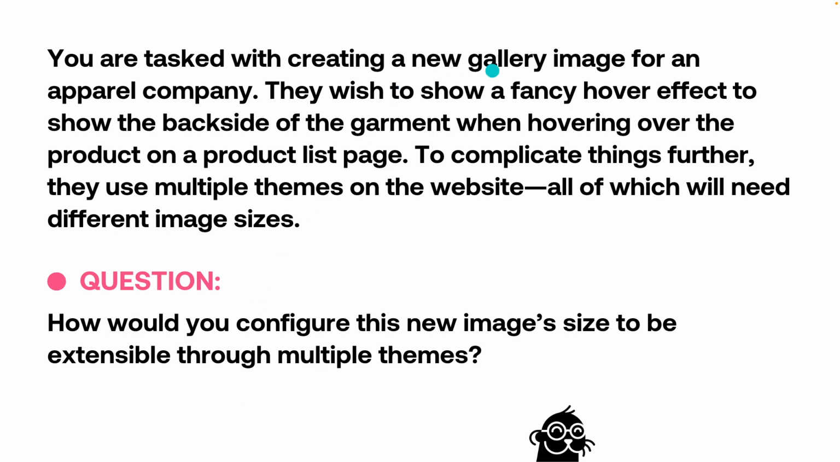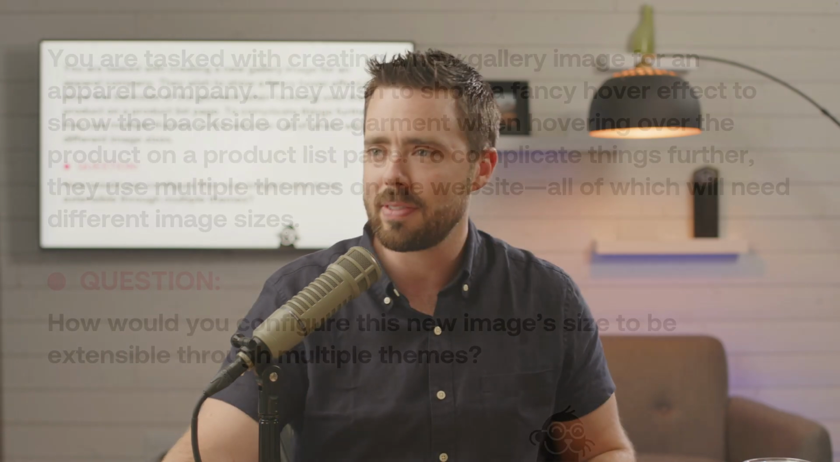Follow along here. You are tasked with creating a new gallery image for an apparel company. They wish to show a fancy hover effect to show the backside of a garment. Basically, if you're looking at the front side, like you're seeing me here, and then I guess I could turn around and you see a picture of the back, like you roll over it. It's a pretty common feature on what I would say is the nicer websites. They're coming to you asking for this feature.